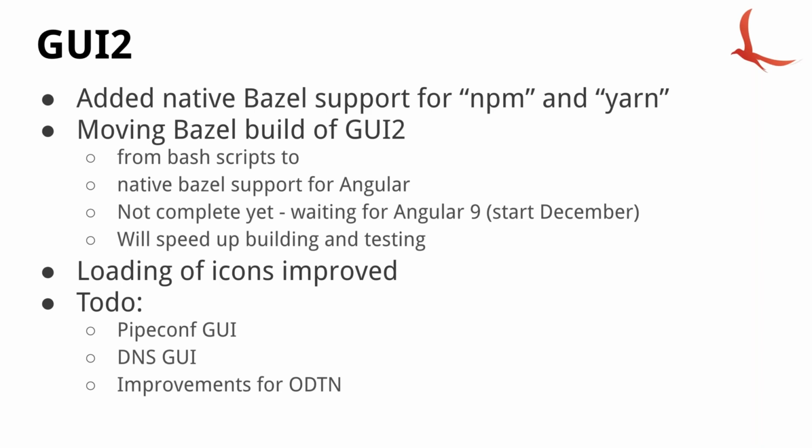Yeah. So there have been a couple of big commits on the build infrastructure for GUI, and there are a couple more to come. I'm waiting for Angular 9 to come out and some extra native targets there, or rules effectively, for building Angular. So in terms of functionality and achieving what it said on the title slide, having parity for GUI 2 with GUI 1, there's a couple of things that need to be done. For instance, the pipeconf GUI doesn't exist on GUI 2.